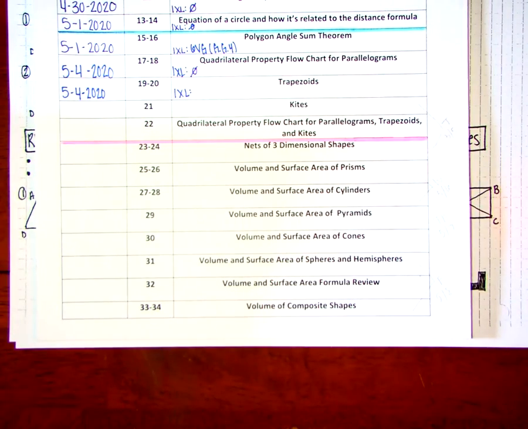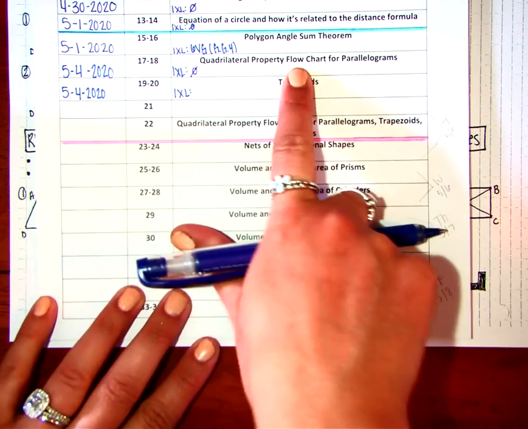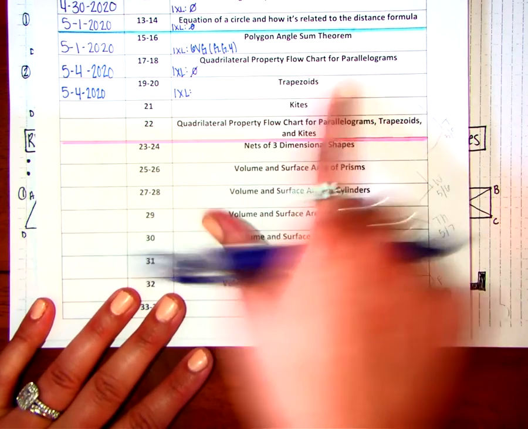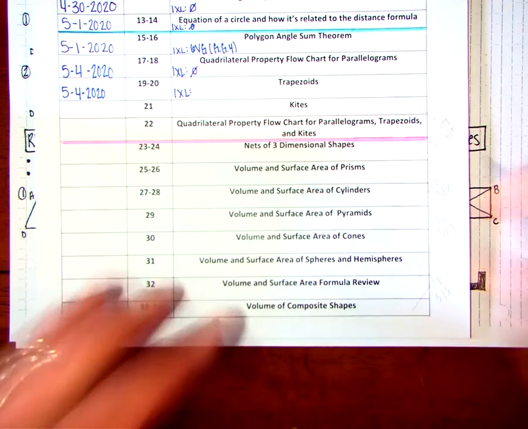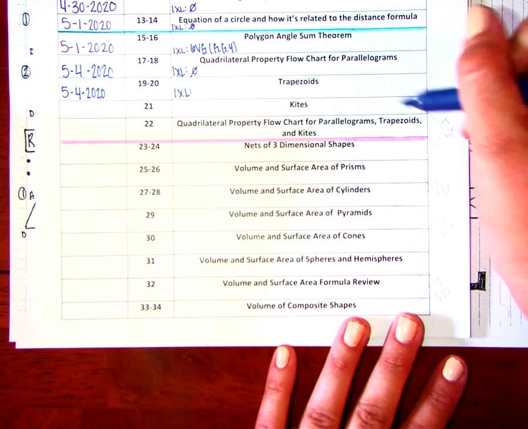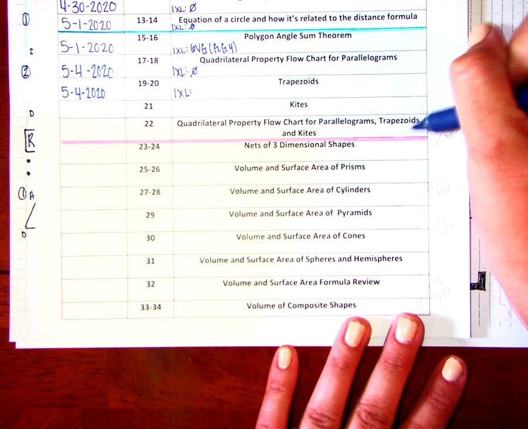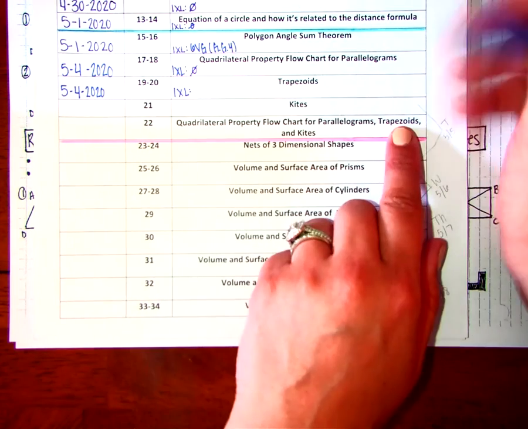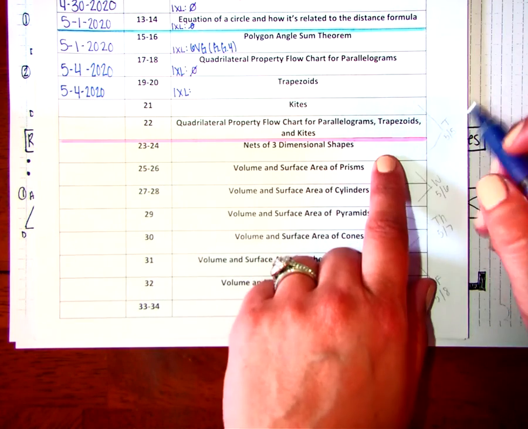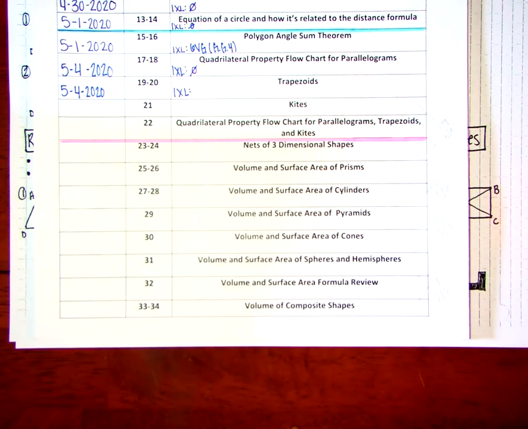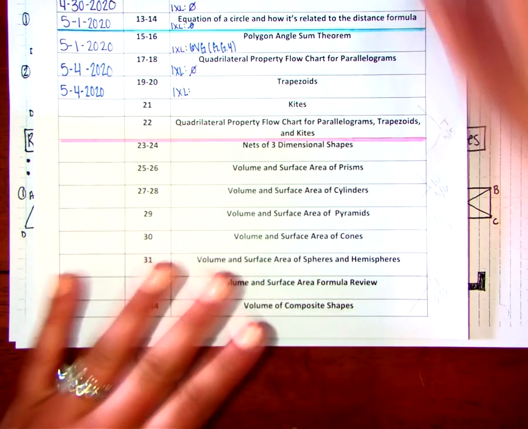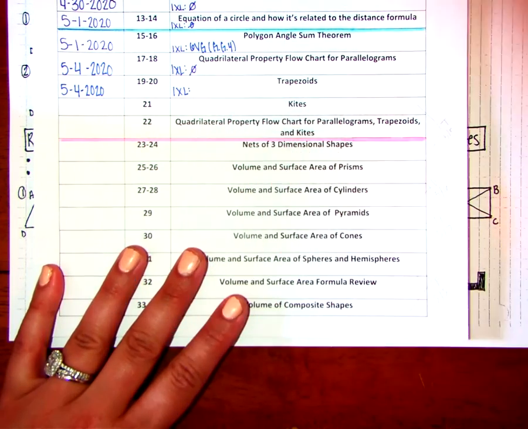So what we're going to do today, we're going to do a quadrilateral property flowchart for parallelograms, and then we're going to talk about trapezoids. And then on Tuesday, we're going to do kites. This page 22 is already completed. We're just going to talk about it, and then we're going to talk about nets, and then move into volume on Wednesday. So today we're just doing the property flowchart and trapezoids.